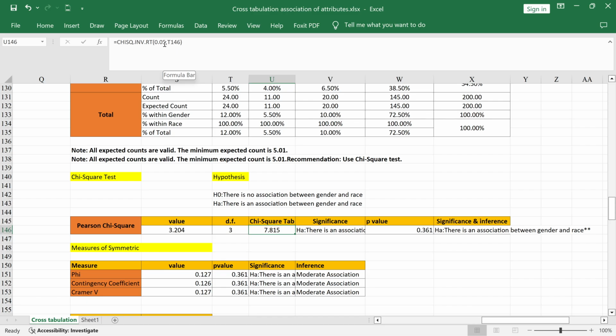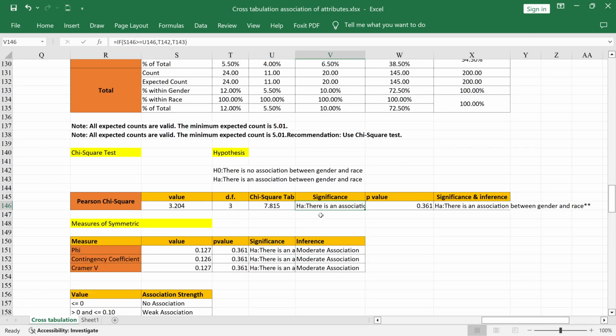Now we need to compare this tabulated value with our calculated value. Once we do the calculation, you can see here the formula. I already put an IF formula over there so that it does everything automatically. It gives us an HA acceptance, which means there is an association between race and gender. You get that from comparing the table value and the calculated value.